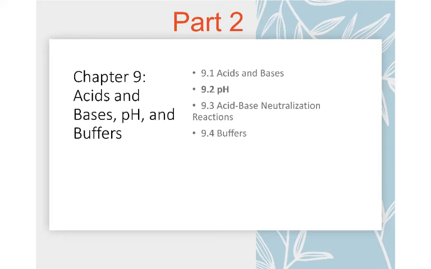Hey folks, we are on part 2 of lecture 9.2, all about pH. So we spent a lot of time looking at the relationship between H3O+ concentration, which is hydronium, and the OH- concentration, hydroxide. And now we're going to look at the relationship between those concentrations and pH.